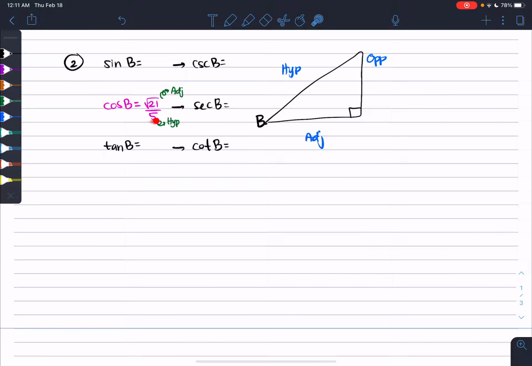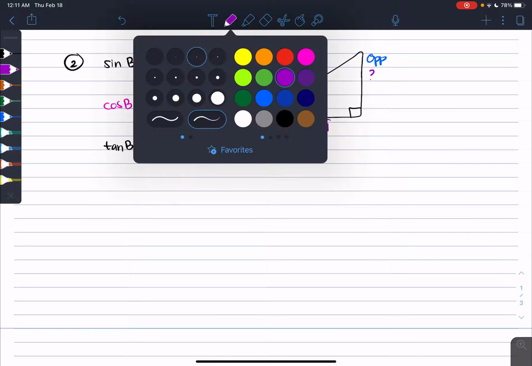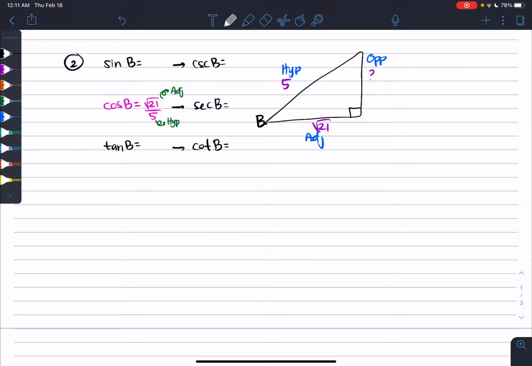So cosine of B tells us that the adjacent side is the square root of 21, and our hypotenuse is 5. So we want to figure out the length of our opposite side. So we're going to use the Pythagorean theorem. With each leg, we can use A, B, and C for the hypotenuse.